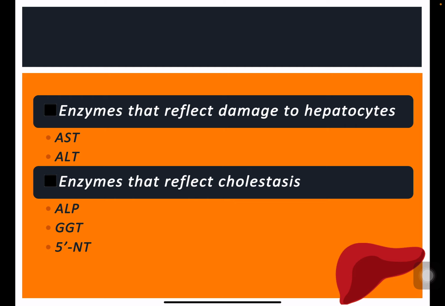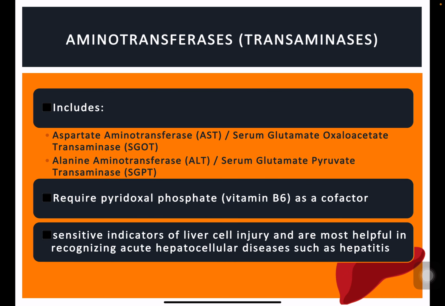So to summarize, the enzymes that reflect damage to the hepatocytes are your aminotransferases, your AST and ALT, while the enzymes that reflect cholestasis are the following. So your alkaline phosphatase, gamma glutamyl transferase, and your 5-nucleotidase. So we will discuss each of these enzymes one by one, starting with the aminotransferases or the transaminases.